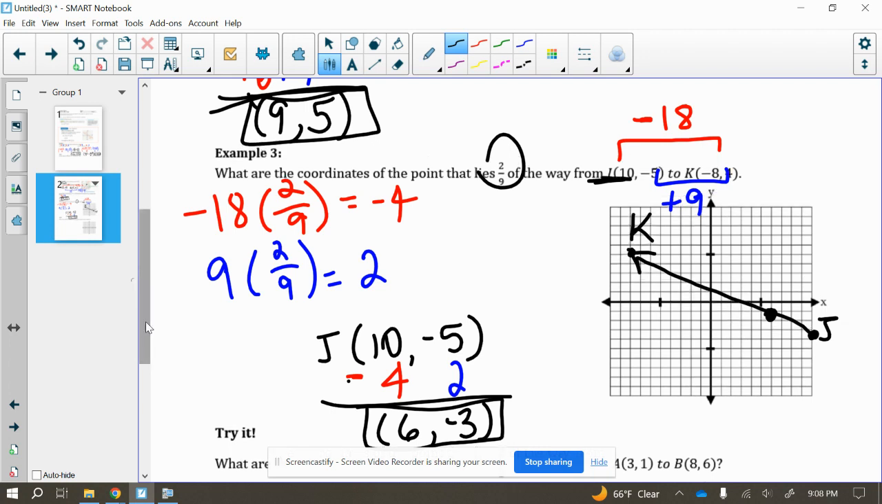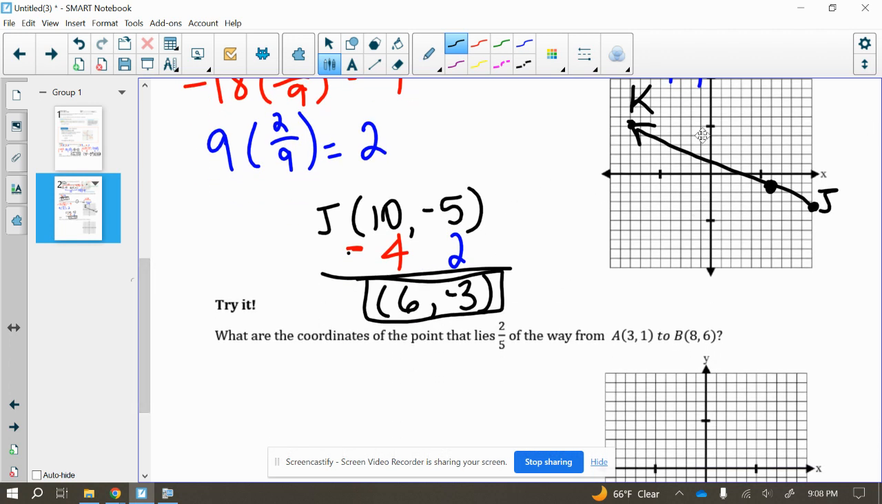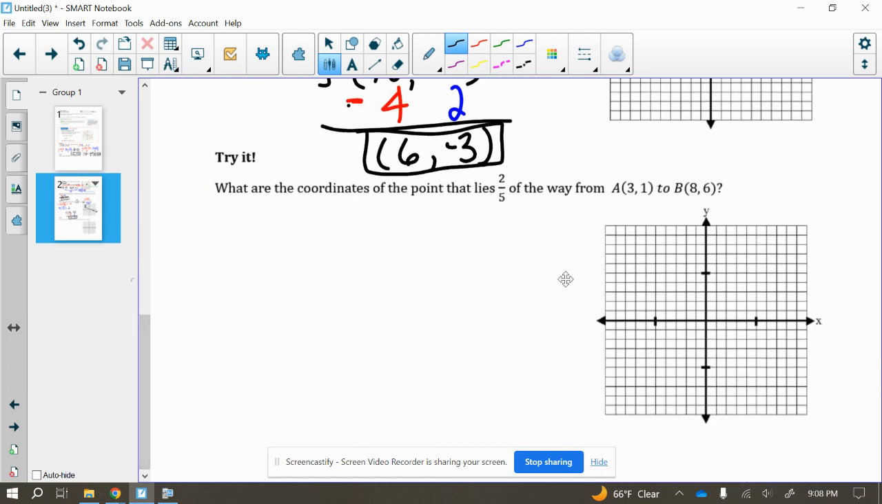Now we don't always have to graph these. They are only to check your answer. So again, on this next one, try on your own how much you moved from A towards B. Again, think about how much you moved with your X values and your Y values. Find that distance and then tack that on to point A to see how much you're moving to get to your new point.